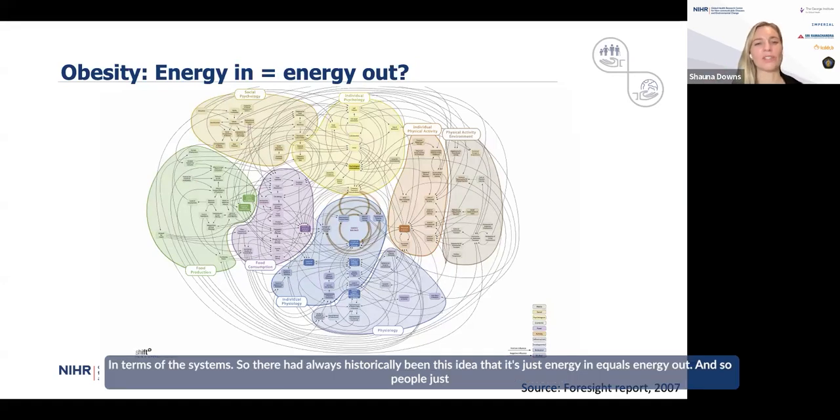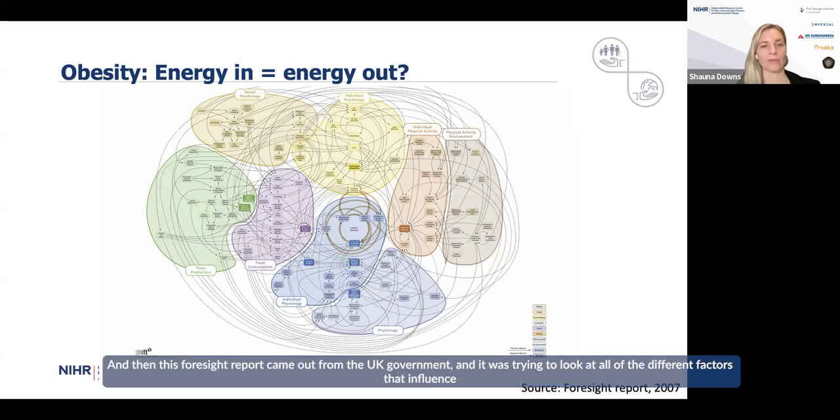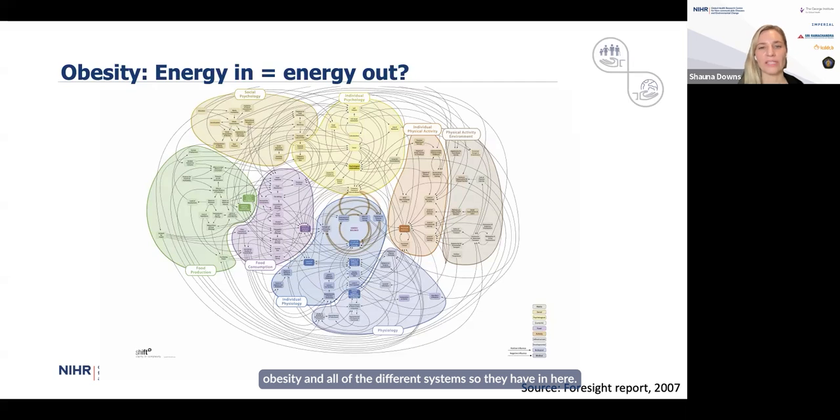Historically there had always been this idea that it's just energy in equals energy out. So people just think about it in that context. Like with diets, you just need to reduce your caloric intake and you'll reduce overweight and obesity, or you just have to be more physically active. Then this Foresight report came out from the UK government, trying to look at all of the different factors that influence obesity and all of the different systems.